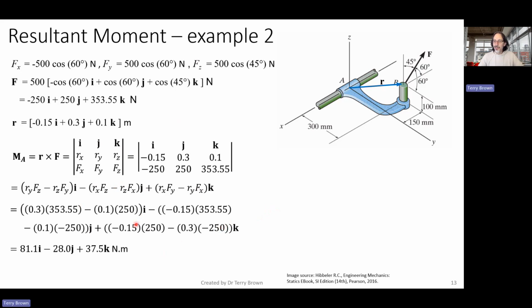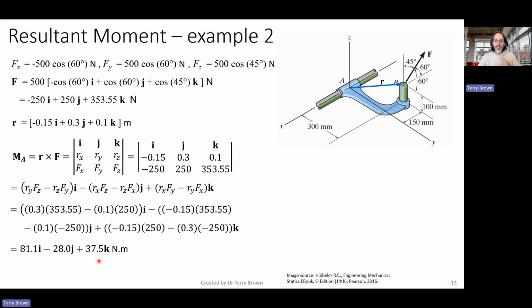Sorry, I hesitated there because I was still thinking about the previous problem. Right, why have I got i's and j's here? Because this time the direction of the moment is not just along the Z, X, or Y direction. So the vector, and we'll look in a second at the direction of this moment that we've calculated.